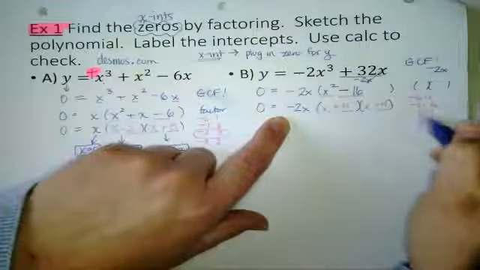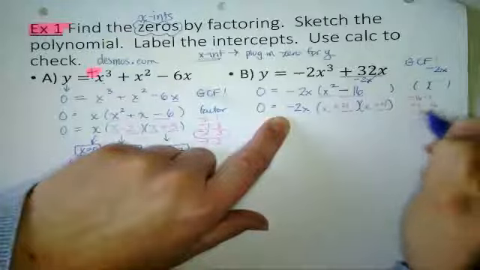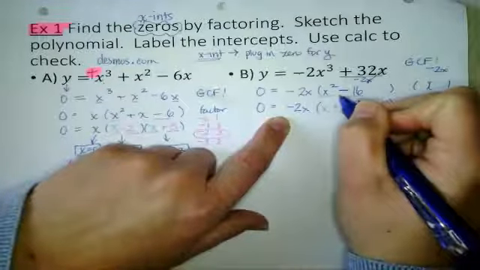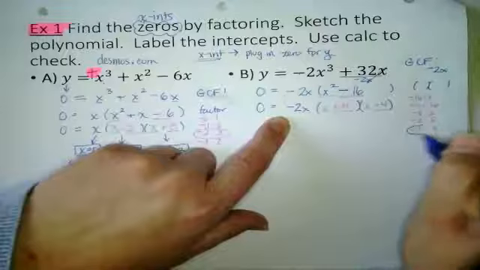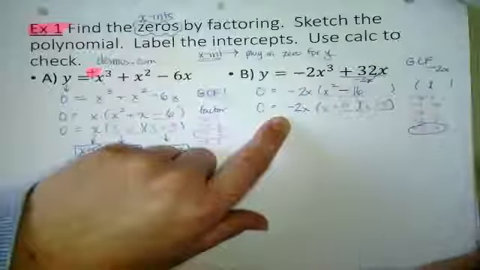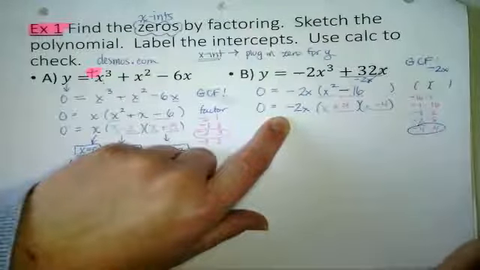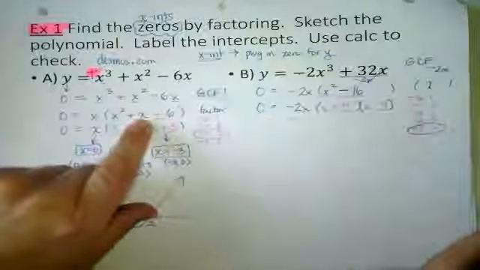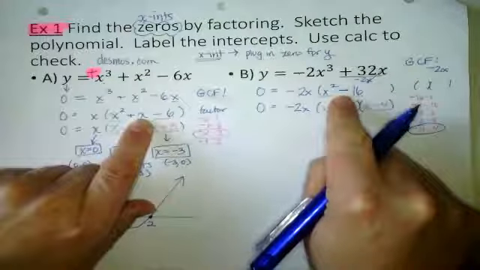If you had chosen one of these others, this would have given you a middle term of negative 6x, but that middle term is missing. Here, when you choose this one, it adds to be 0. It cancels out that middle term. Notice it's not a trinomial, it's just difference of squares here.